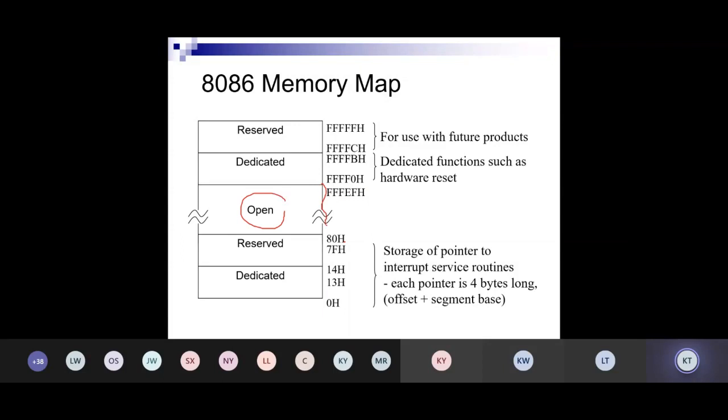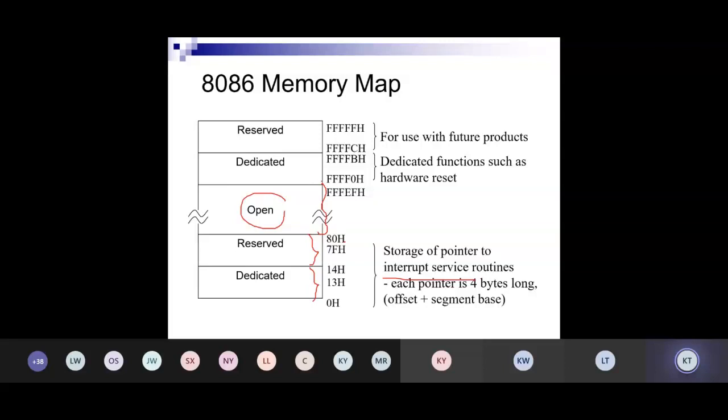So this part is basically used for, if you want to execute something, it will be put into this. Then we have reserved memory, we have dedicated memory. The reserved and dedicated normally used for interrupt, which I will explain to you later. In chapter 6 or 7, we will talk more about interrupt service routine.